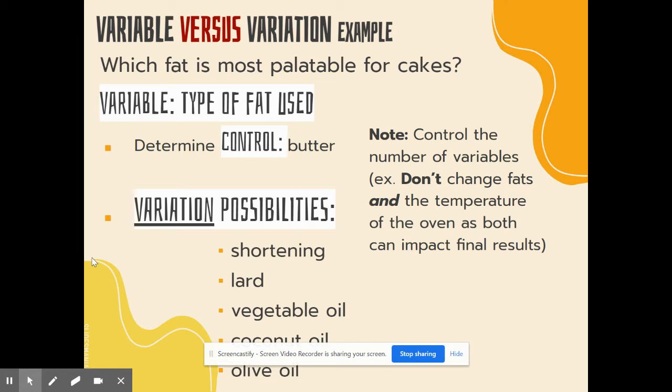But what's important to note is that we want to control the number of variables. When we're changing something, we only want to change one concept of a recipe or a formulation. We don't want to change fats and the temperature of the oven, as both can impact the final results. We wouldn't really know what changed the outcome, whether it was the different fat or the temperature. So we always just want to do one type of variable.